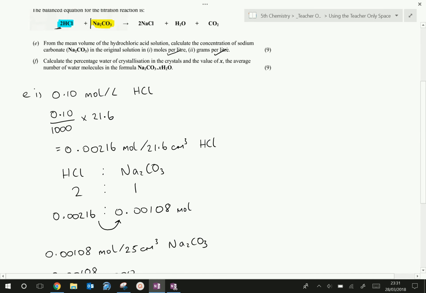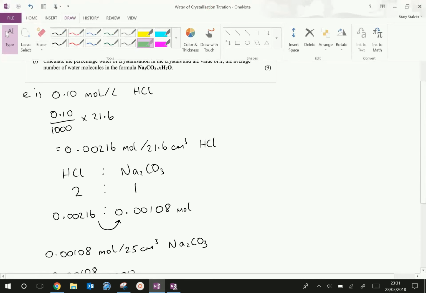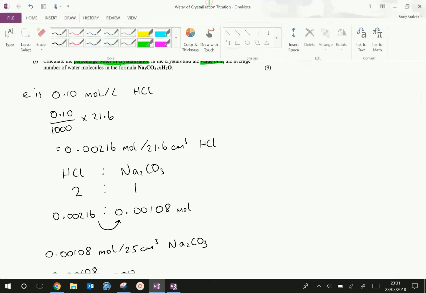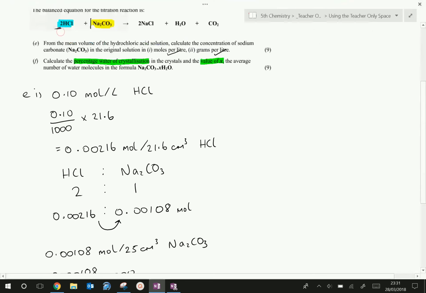Now for part F, we're asked to calculate the percentage of water of crystallization. So that's the first thing we're asked to do. And then we're asked to calculate the value of X, so the number of water molecules in the formula. So first we're going to get the percentage of water of crystallization.